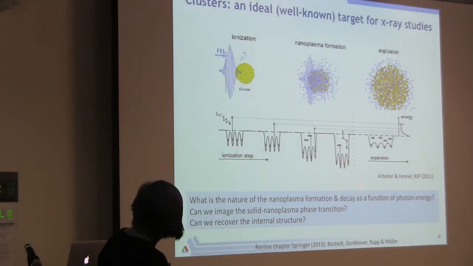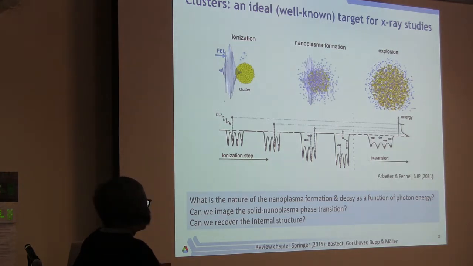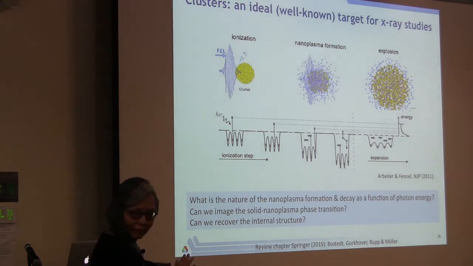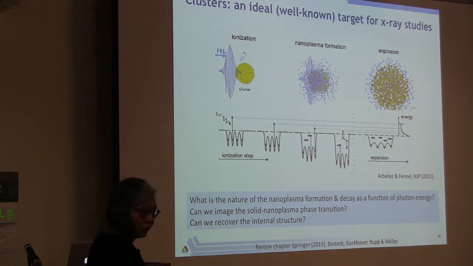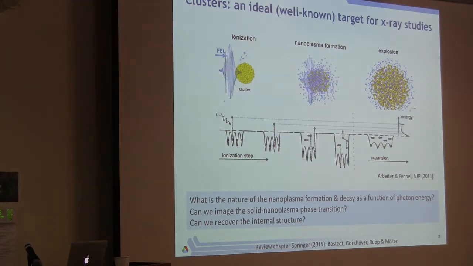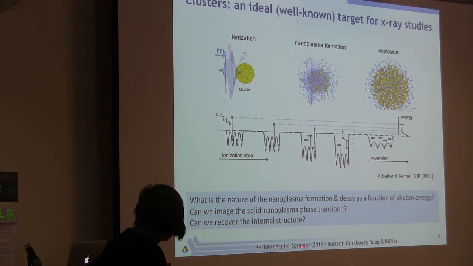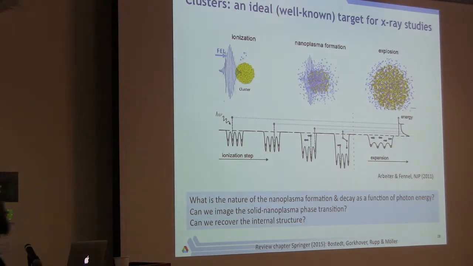And this picture comes from a review article by Argonne here in New Journal of Physics. And the question is, what's the nature of this nanoplasma formation? And you can see it's a complicated problem. And can one recover this initial solid to nanoplasma transition, which is important for the imaging? And can you recover some of the internal structure? Turns out that Christoph wrote this review chapter in Springer talking about interactions of rare gas clusters with the higher energy photons available at synchrotrons and electrons.